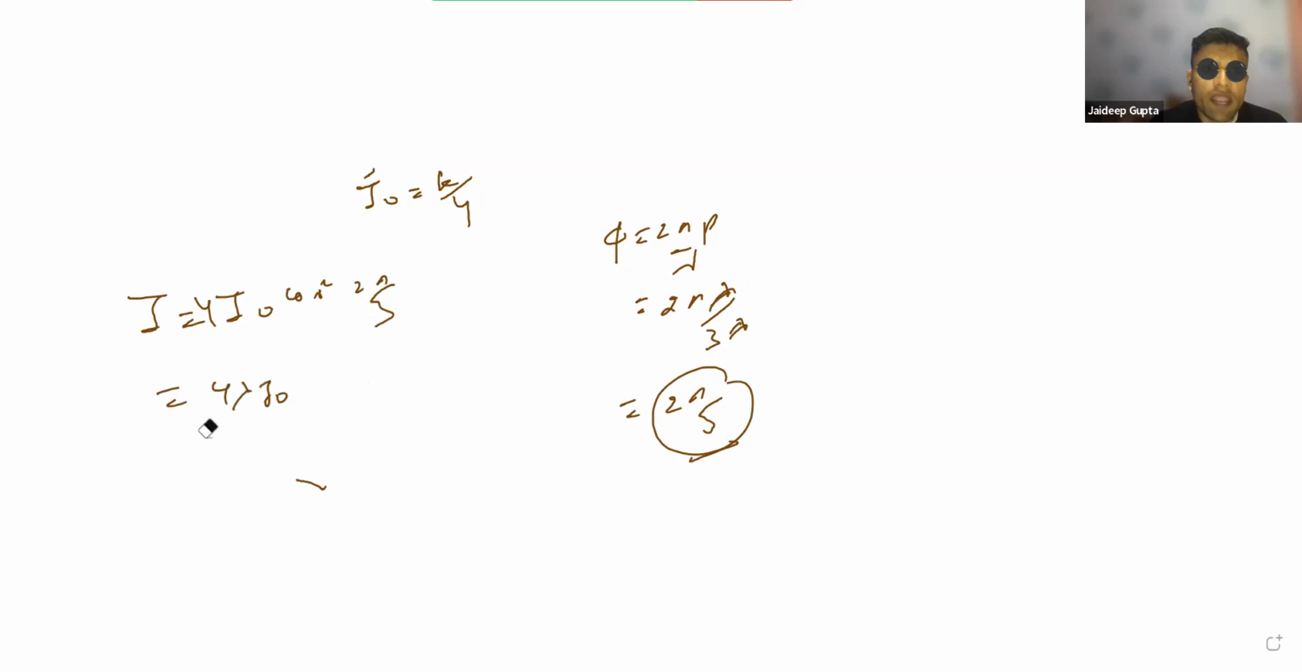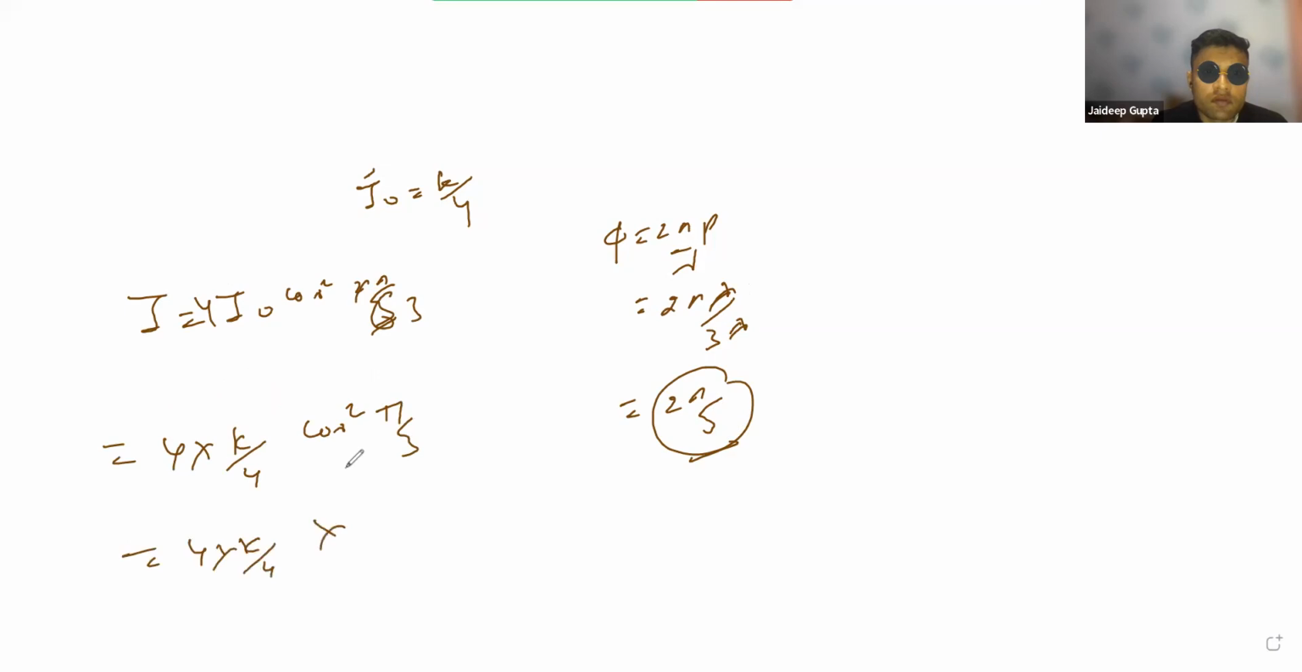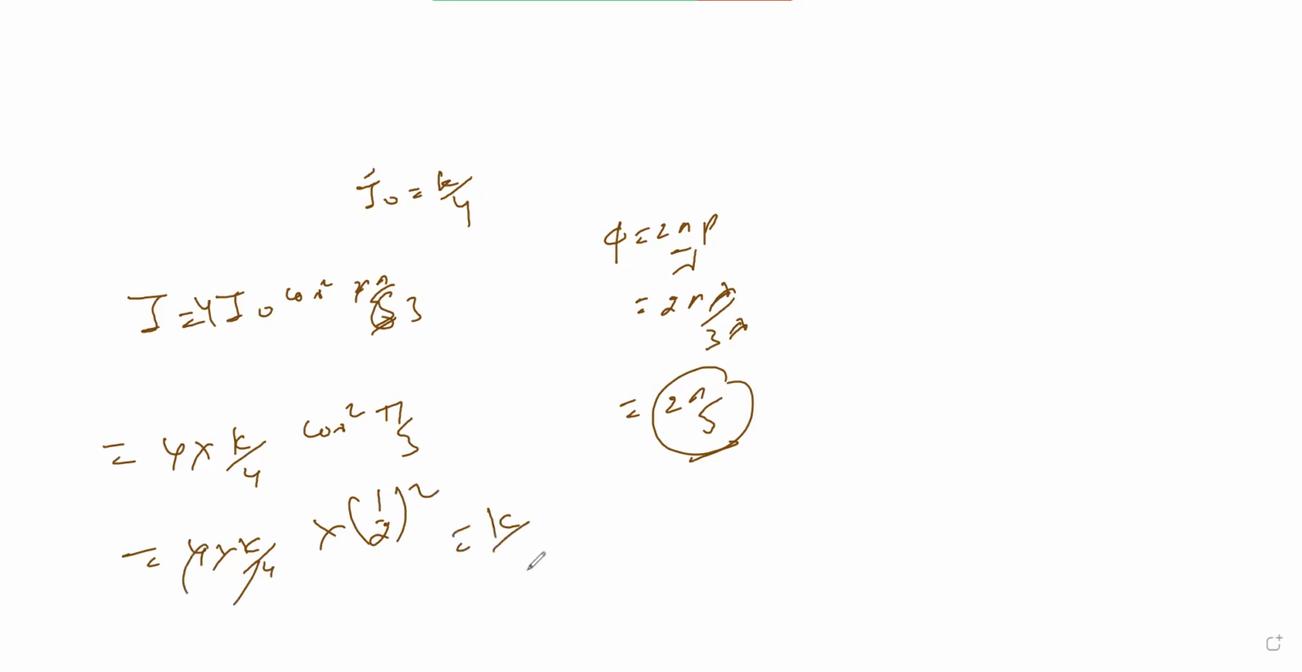What is I naught? Substitute the value. This is K over 4 cos square. What is cos square pi by 3? 1 over 2. K over 4 is the answer.